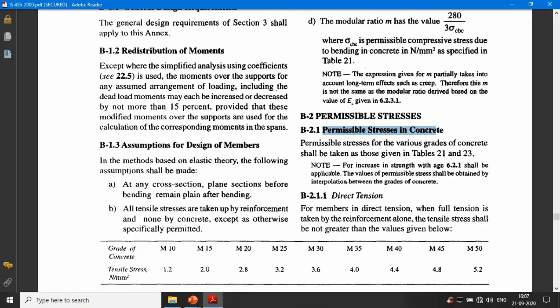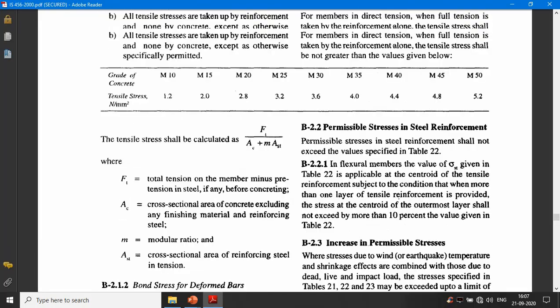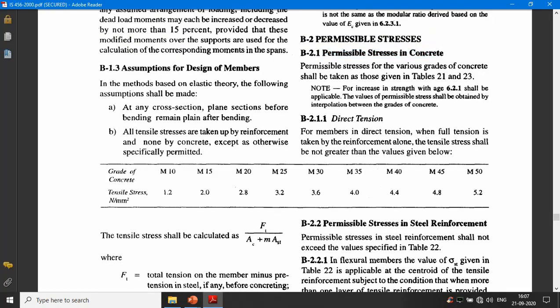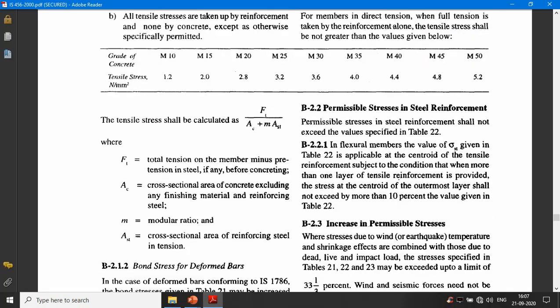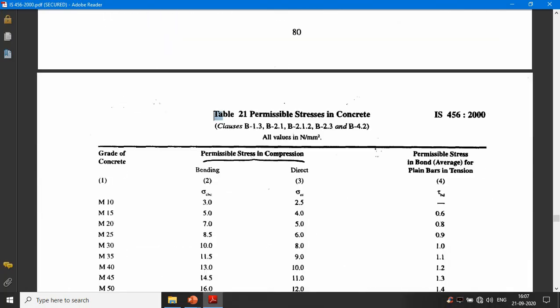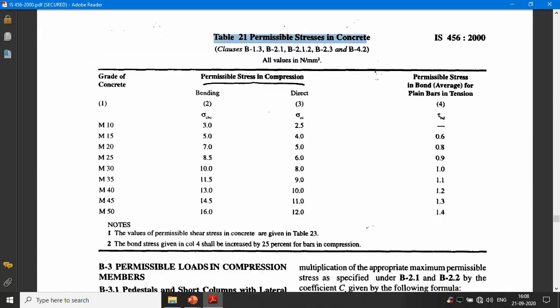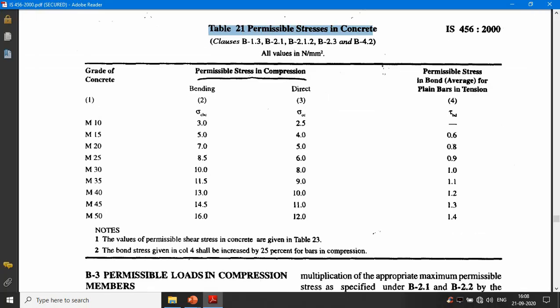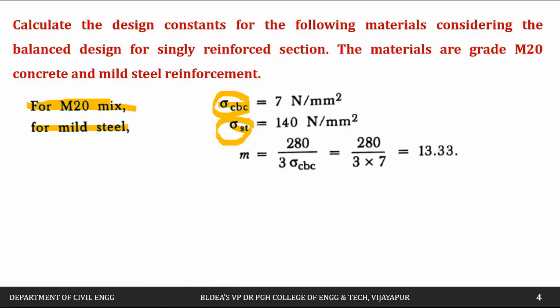They have given it, and we are going to get it from table number 21 and 23. So this is table number 21, permissible stresses in concrete. We have grade of concrete as M20 and permissible stress in compression, that is, we require the sigma CBC value. For M20 it is 7. So therefore sigma CBC will be 7 Newton per mm square.